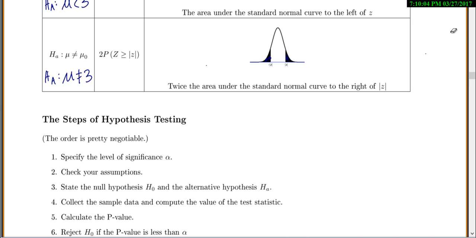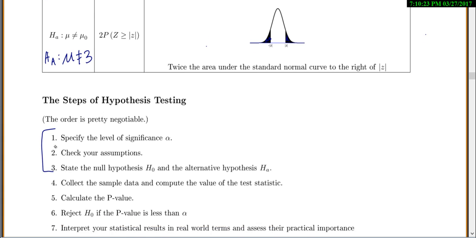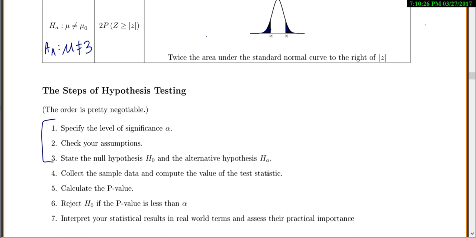So I have some steps of hypothesis testing here, and the order is pretty negotiable. They don't always have to be in this exact order. We need to specify our level of significance alpha and check our assumptions. We write our null and alternative hypotheses. Okay, and these 3 can all kind of be done in any order. But then after that, the order matters here.